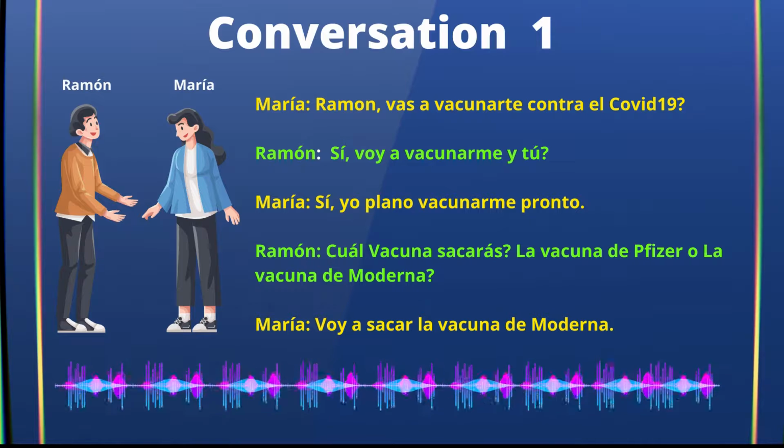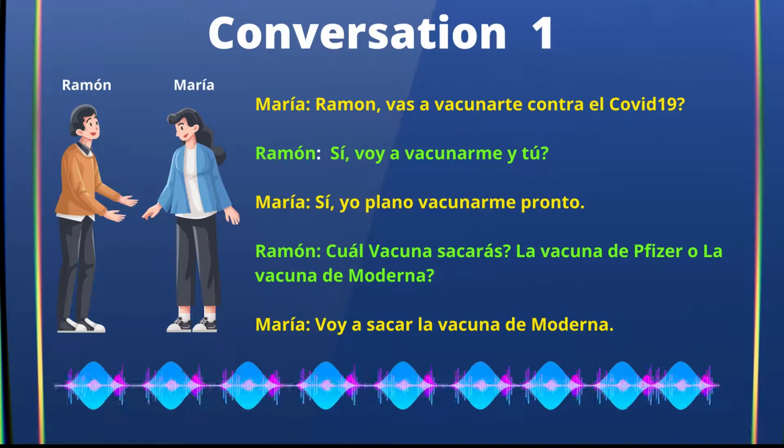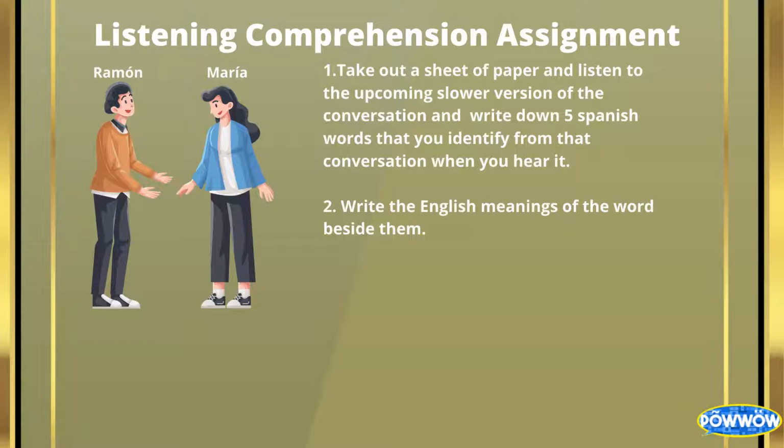Ramón, ¿vas a vacunarte contra el COVID-19? Sí, voy a vacunarme. ¿Y tú? Sí, yo planeo vacunarme pronto. ¿Cuál vacuna sacarás? ¿La vacuna de Pfizer o la vacuna de Moderna? Voy a sacar la vacuna de Moderna.